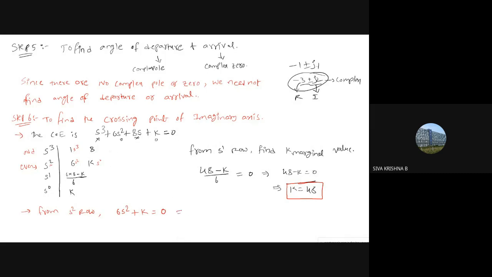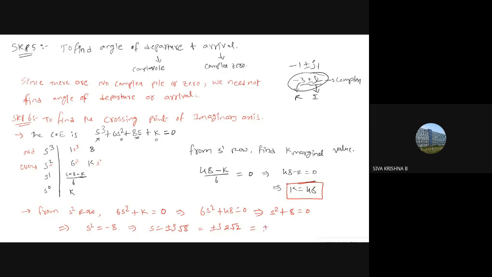So from this, substitute this K value and find out this S values now. From this, tell me the S values. If you take 6 common, S square plus 8 equals to 0. Now S square equals to minus 8 and S equals to plus or minus J root 8. Root 8 is 2 root 2, అంతేనమ్మా? Yes or no? Yes, sir.